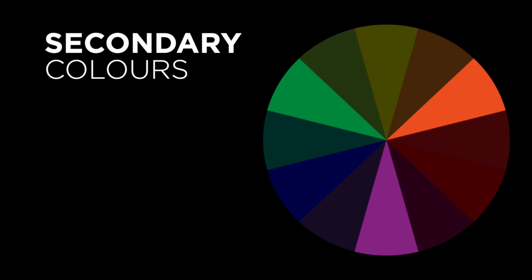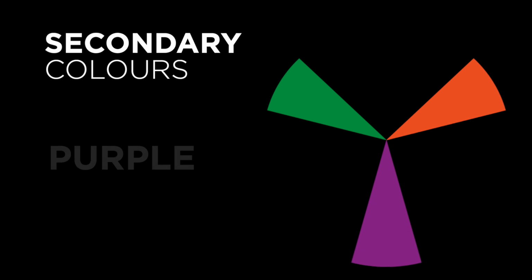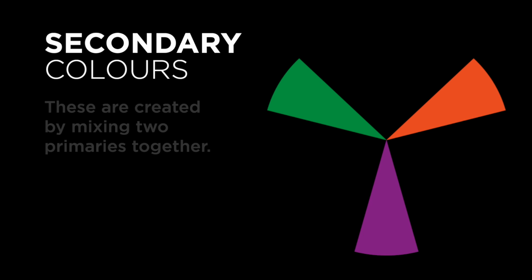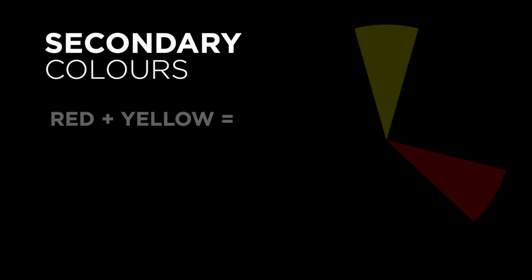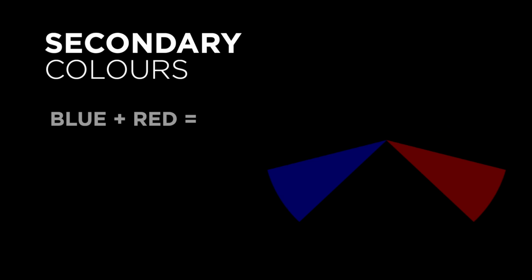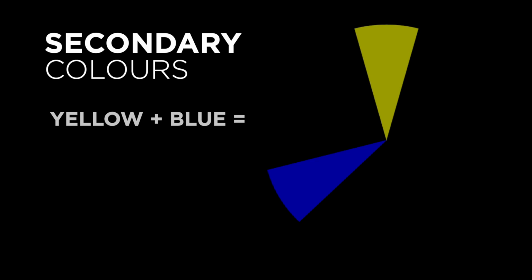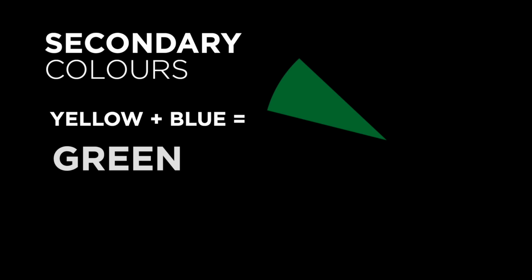Next are the secondary colours. They are orange, purple, and green. They are created by mixing two primaries together. Red and yellow make orange, blue and red make purple, and yellow and blue make green.